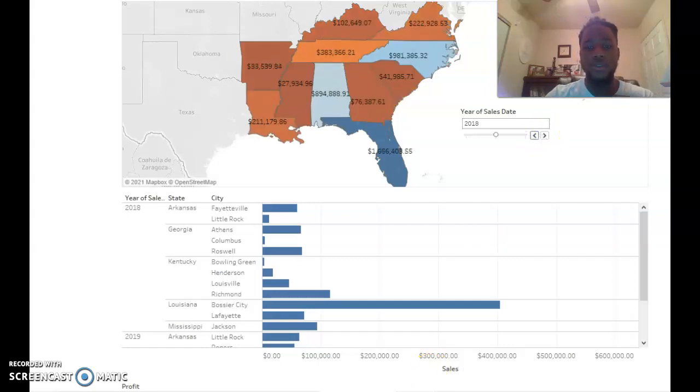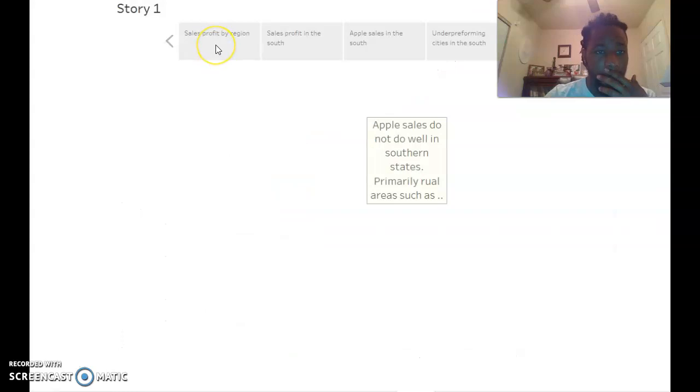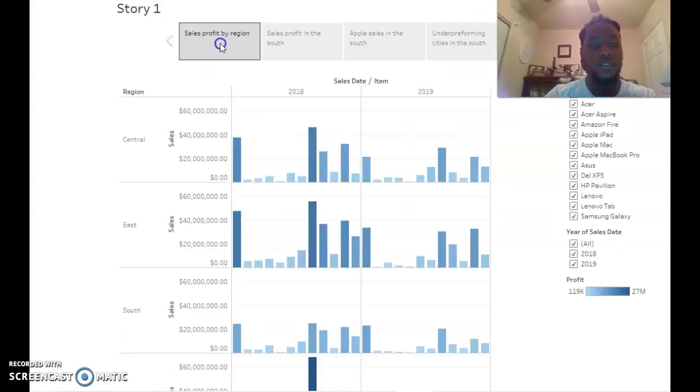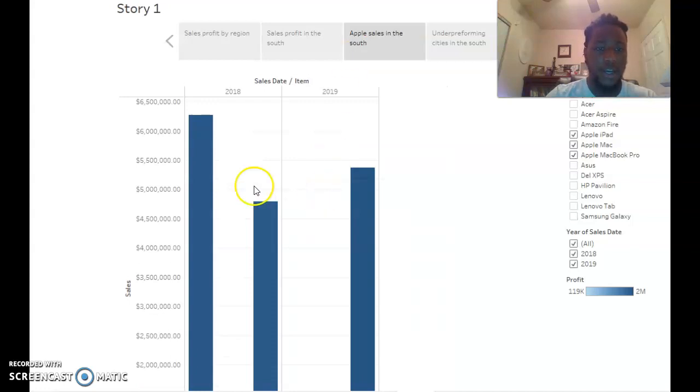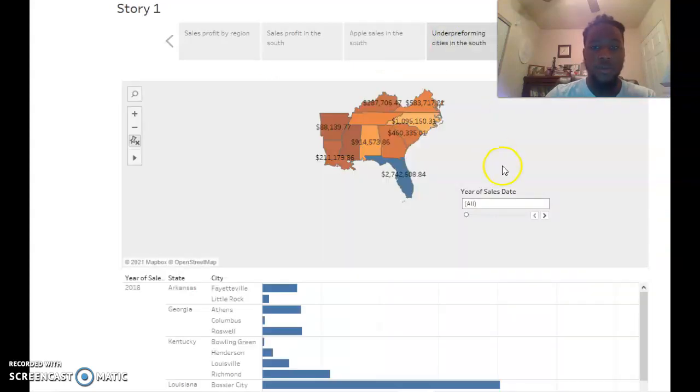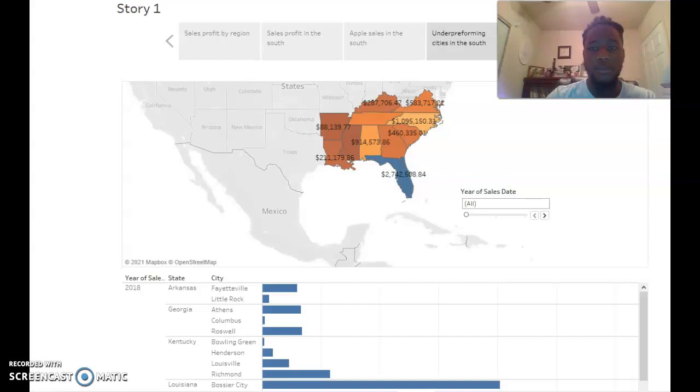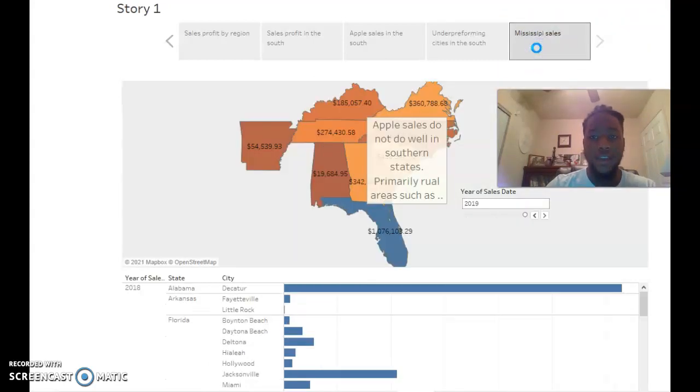So in my storyboard, I decided to tell that the sales broken down by region continued on to the profit in the South specifically, and then I decided to focus on Apple sales in the South year over year, and then focus on the underperforming cities where you can still see which cities sell in each state. Now, I wanted to focus on Mississippi in particular because this state doesn't have any sales in the year 2019.